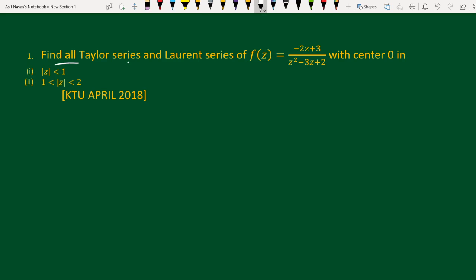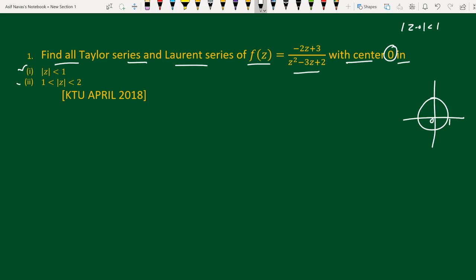Find all Taylor series and Laurent series of the function f of z equal to minus 2z plus 3 divided by z square minus 3z plus 2 with the center 0. In the first question, mod z less than 1. That means center 0, right? Mod z minus 0 less than 1. This is a circle with the center 0 and the radius 1. And second, we want to find the series expansion in the annular region 1 less than mod z less than 2.